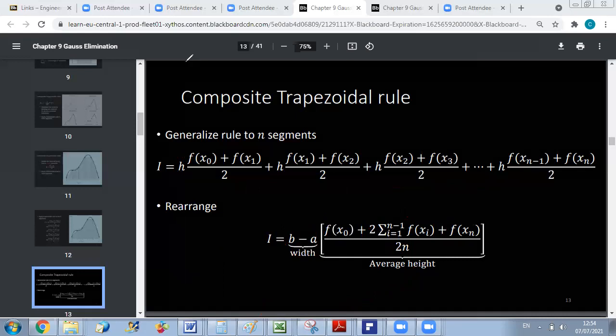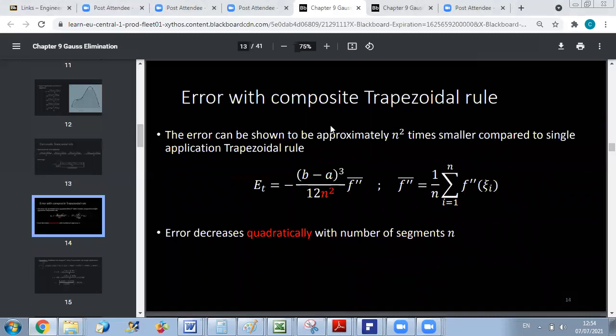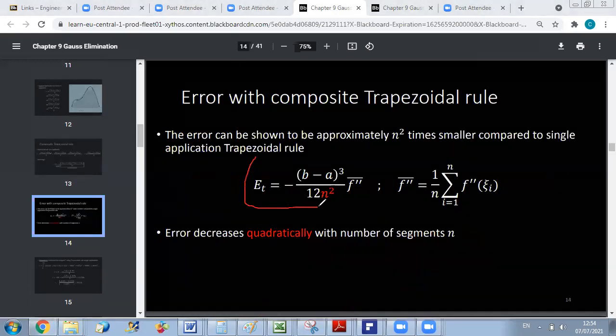Let us try now together. We will do a problem on this to practice, but just before, as we have seen and expected, the error should decrease. Mathematically, we can compute the expression of the error. We can demonstrate that the error involved in this case will be equal to minus b minus a cubed over 12n squared times f-second bar. What do we mean by f-second bar? We have seen that for each interval, we can define the error, if you remember, as proportional to f-second at a certain psi i within the interval.